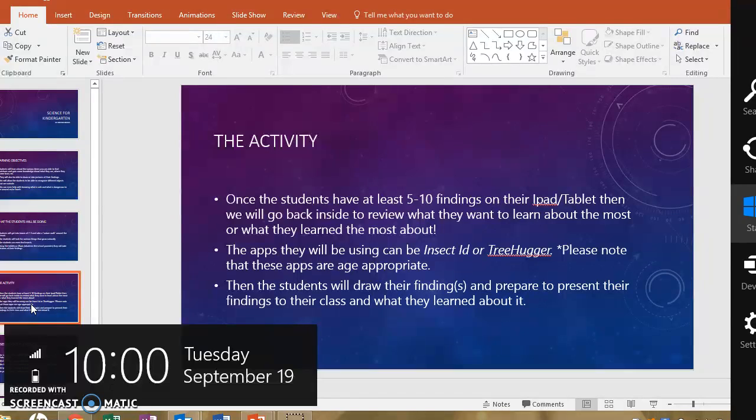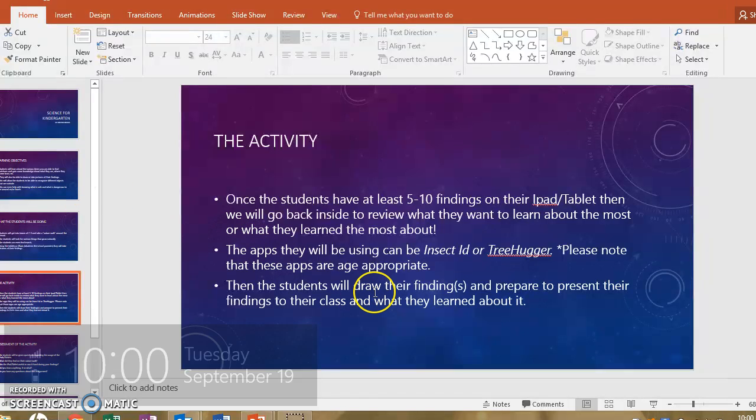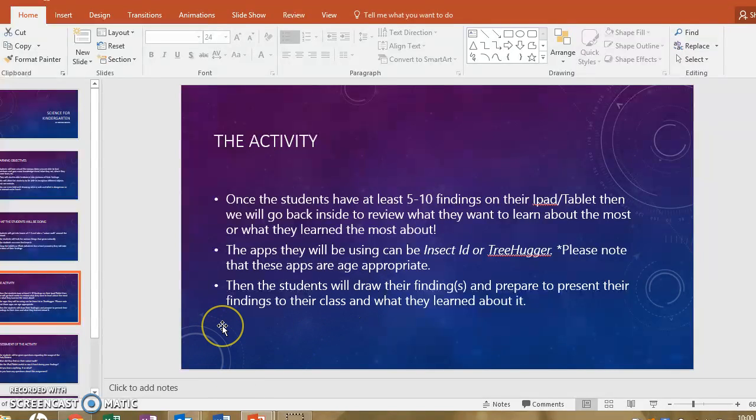Then the students will draw their findings and prepare to present their findings to the class and what they learned about it. So once they have all their pictures, they will come back inside, draw, talk about what they found, what they want to draw. They will draw it on a piece of paper, and then we will put together a slide share for them if they want, or they can just show us their pictures and present what they found.